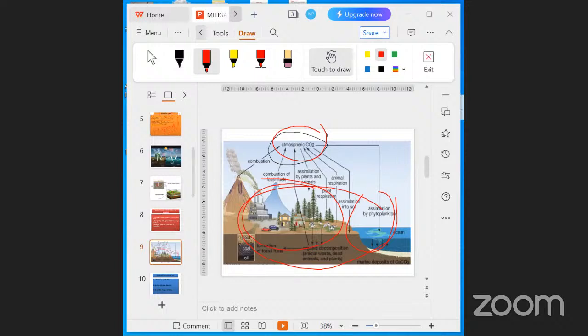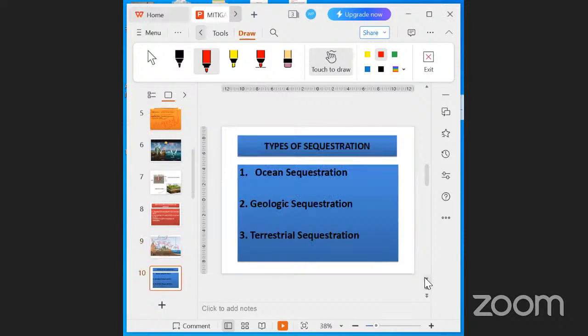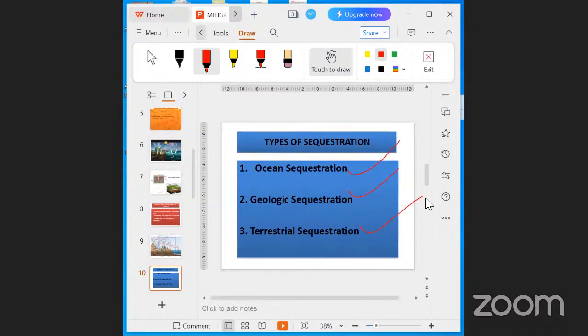So carbon sequestration is to address climate change and to maintain the global warming situation. Now, the types of carbon sequestration. What are the types of sequestration? The first one is ocean sequestration, the second one is geologic sequestration, and the third one is terrestrial sequestration.